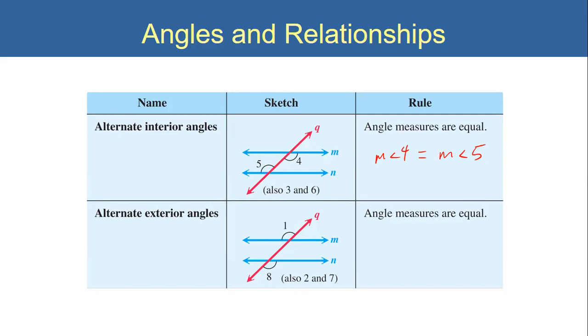The same rule applies to alternate exterior angles. They're the angles that are on the outside of the parallel lines on opposite sides of each other. Okay, so we would say that the measure of angle 1 equals the measure of angle 8.